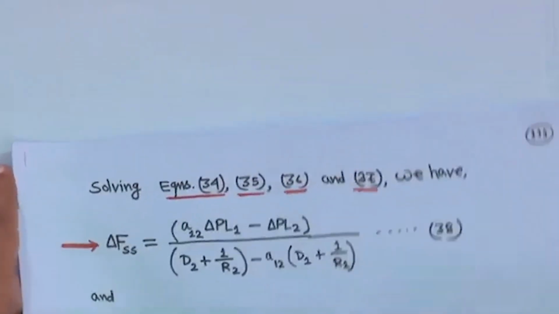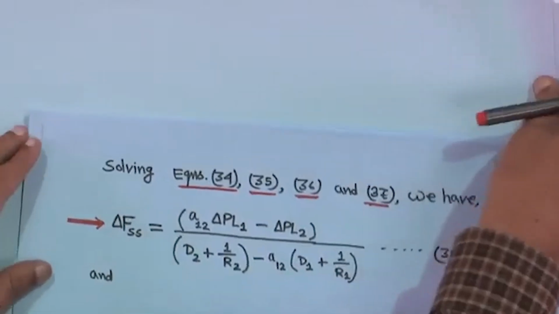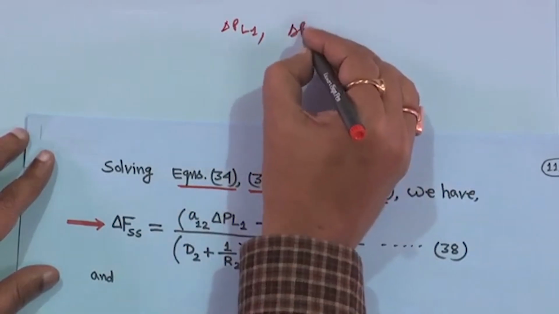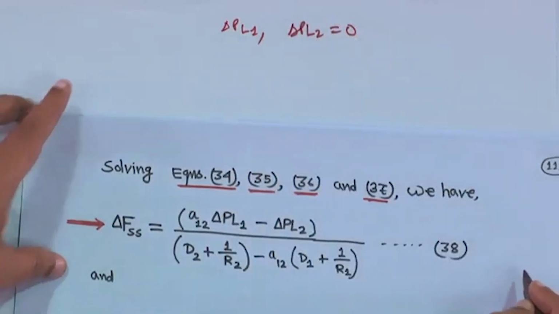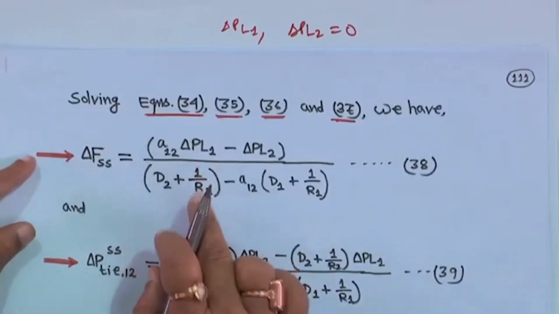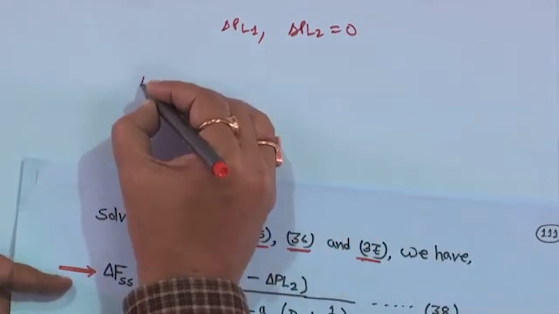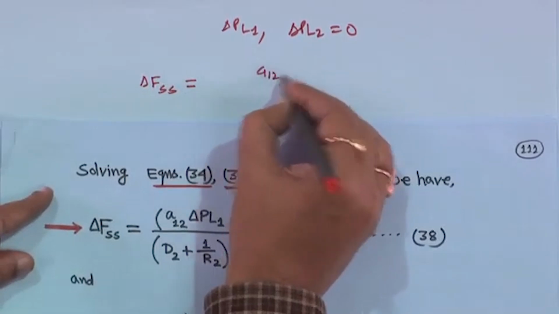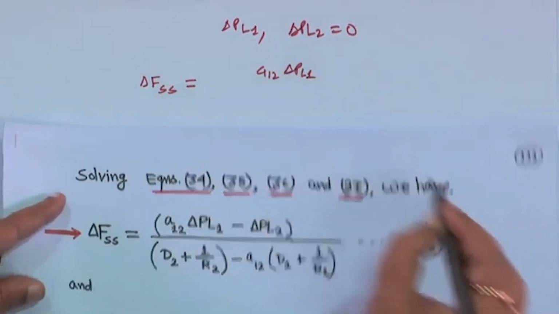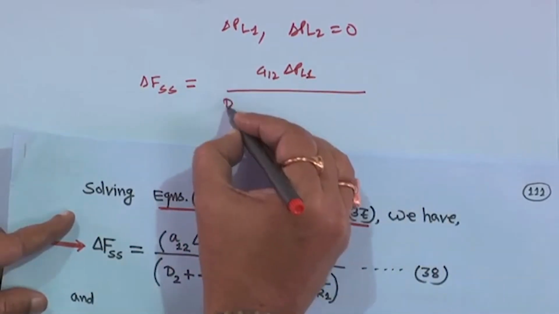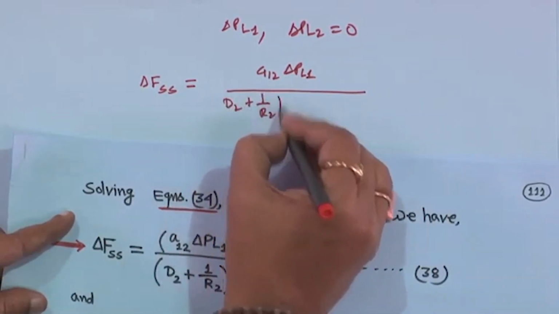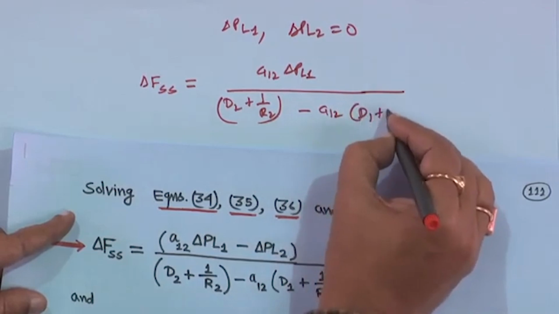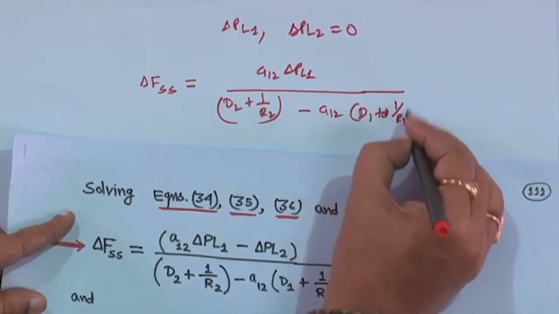Now, once this is done, just before moving further, from this equation only, suppose the disturbance is only in area 1, and in area 2 the disturbance delta PL2 is equal to 0, there is no disturbance in area 2. In that case this equation will become delta FSS is equal to A12 delta PL1 divided by D2 plus 1 upon R2 minus A12 into D1 plus 1 upon R1.